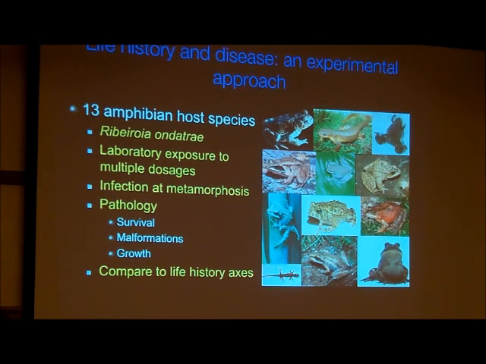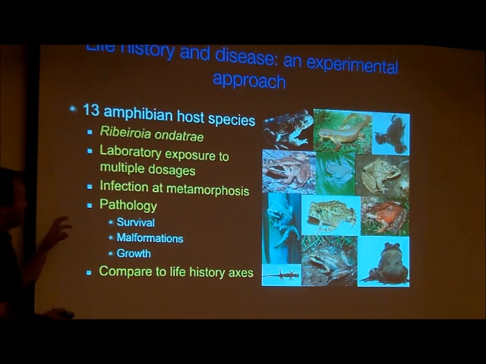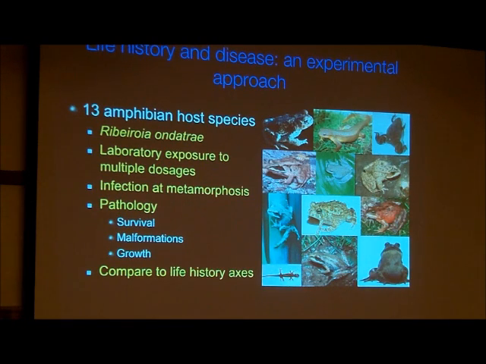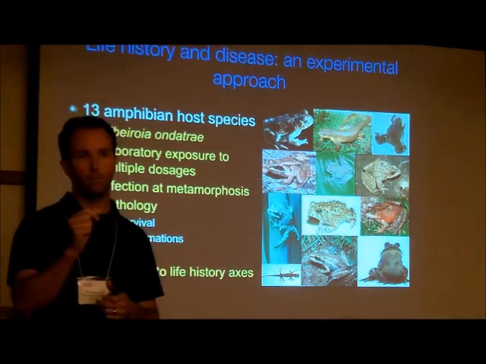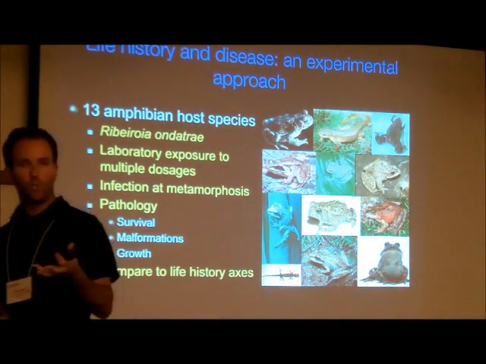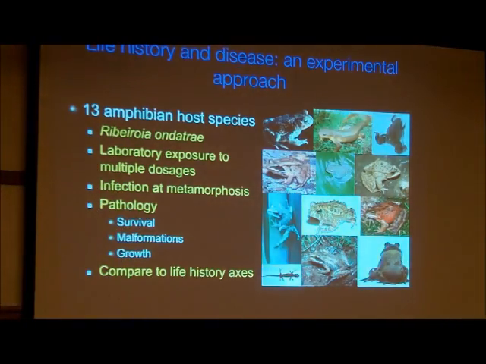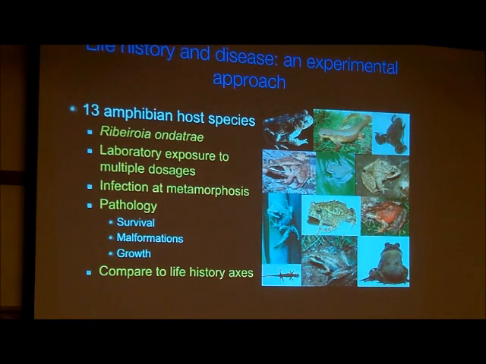So we've used 13 amphibian host species, and we're exposing these species to this trematode, Ribeiroia ondatrae. What we do is we bring egg masses into the laboratory, we allow those to hatch, and then we're exposing tadpoles to different dosages of the parasite. We have to do different dosages because, remember, this is a macroparasite, so pathology is intensity dependent. So we're actually trying to generate those pathology curves.